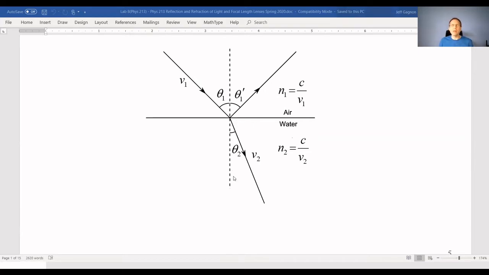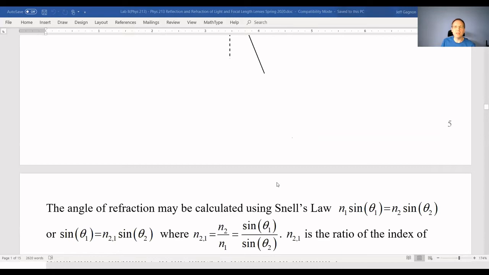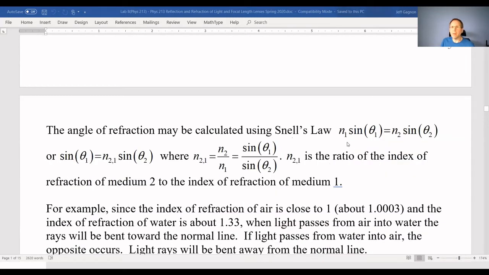Now there's a formula, discovered by Snell, that relates the angle of incidence, the angle of refraction, and these two indices of refraction together. It's called Snell's law. What it says is that if I multiply the index of refraction in the first medium times the sine of the angle of incidence, that's got to equal the index of refraction in the second medium times the sine of the angle of refraction.